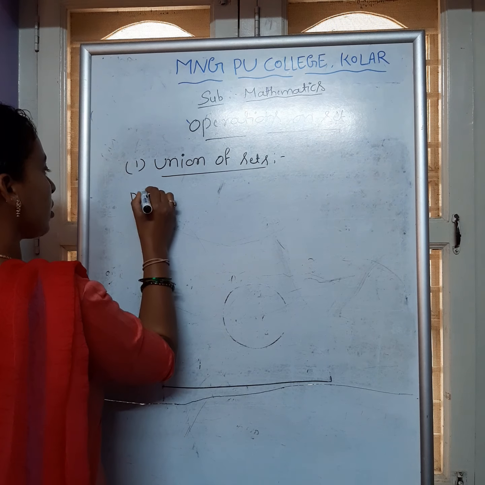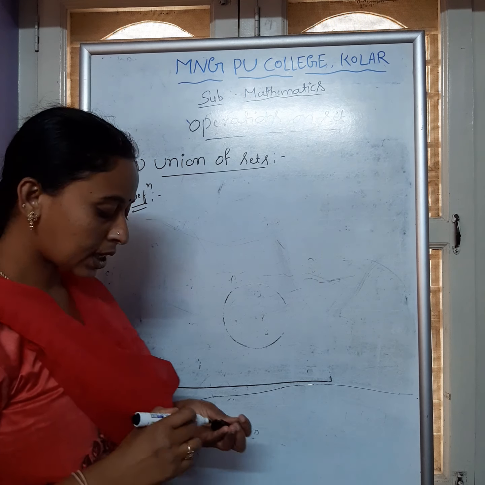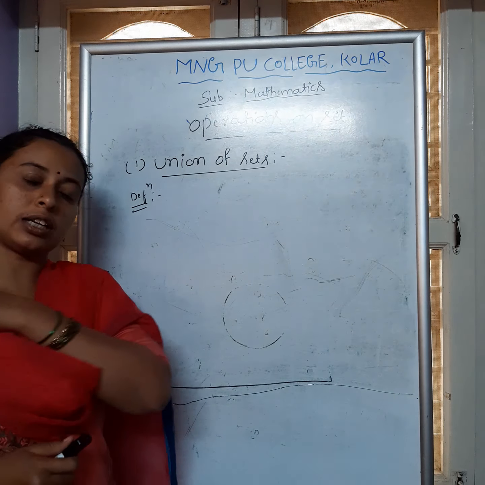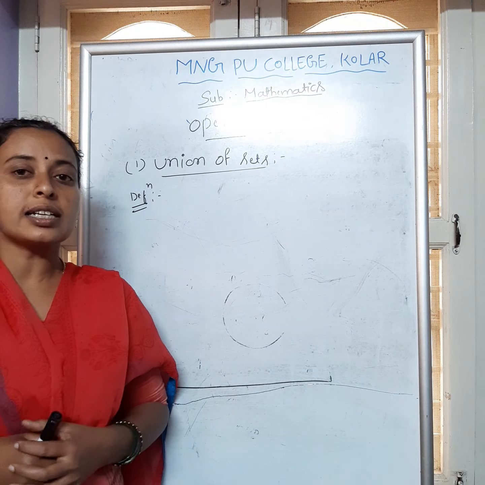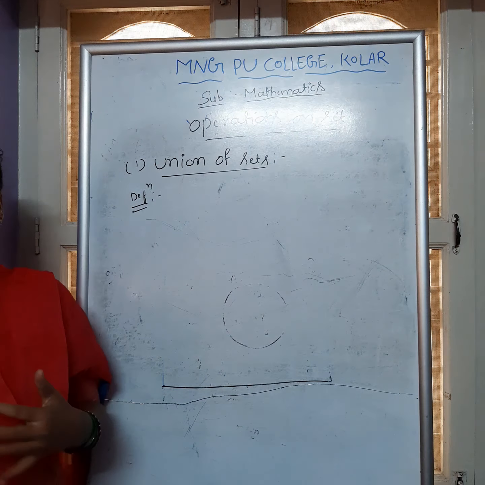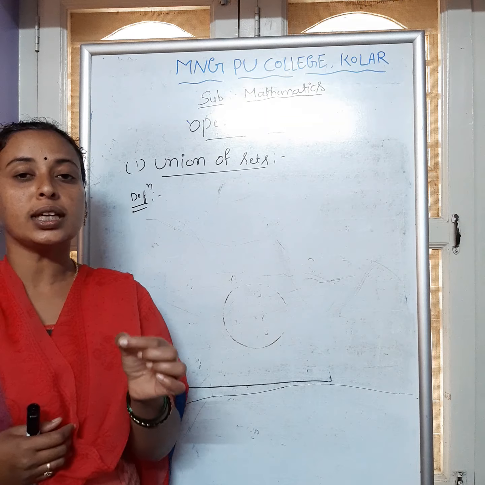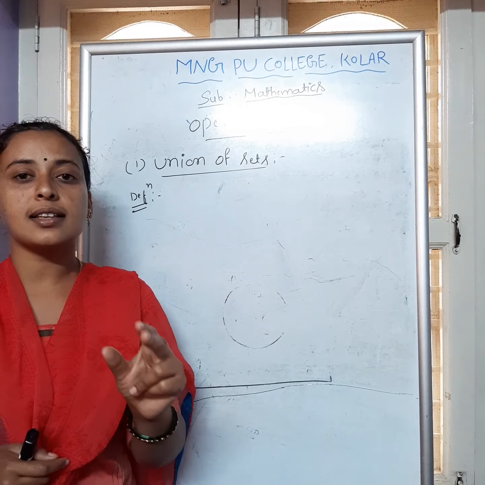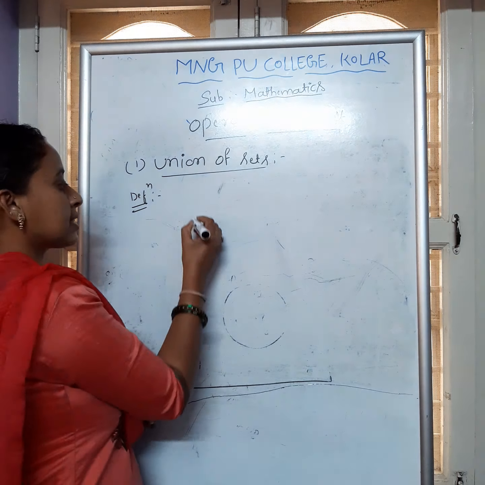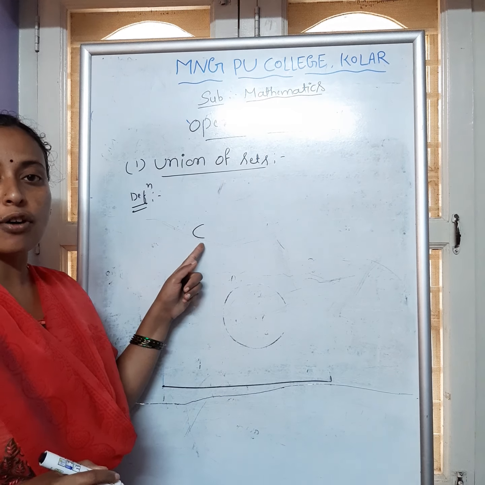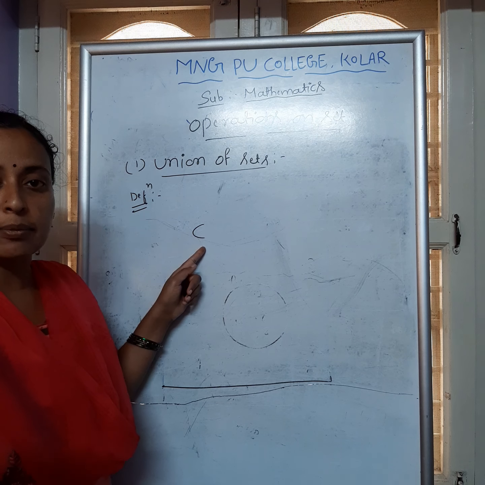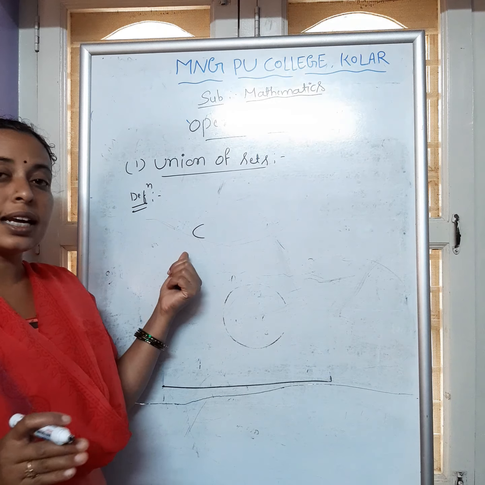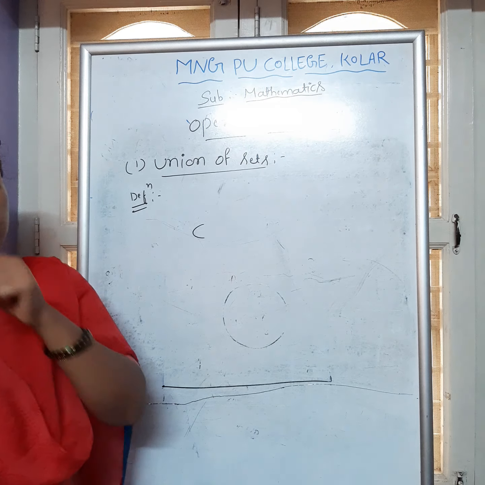So what is the definition of union of sets? To define the union, we should consider two sets. Let's name them A and B. The union of two sets A and B is the set C, which consists of all those elements which are either in A or in B.